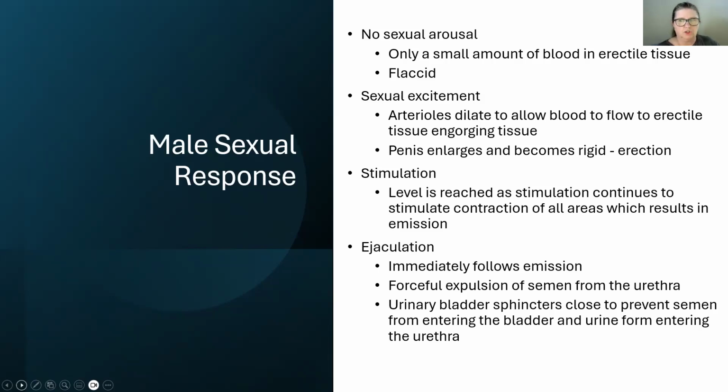When this occurs, there is a sphincter in the urinary bladder that closes to prevent semen from entering into the bladder or urine from entering into the urethra.